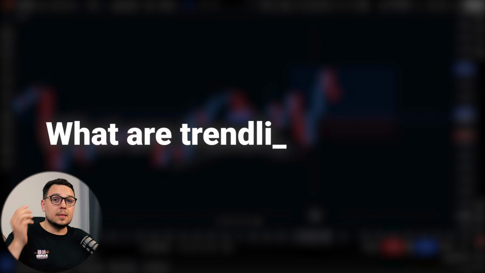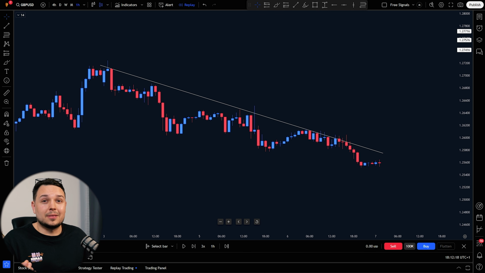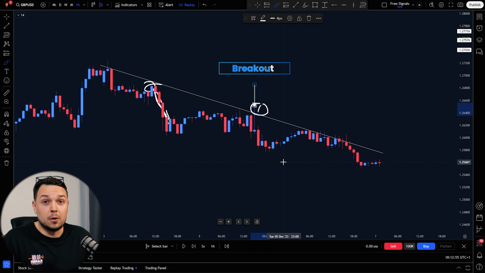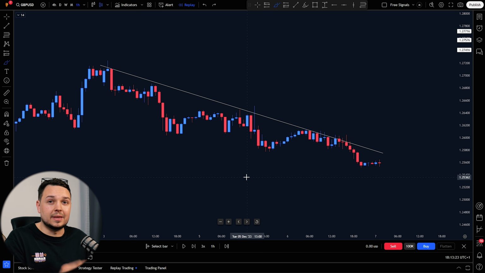We need to understand, what are trend lines really? Why do we even use them in the first place? Trend lines are just straight lines connecting swing highs and swing lows, but they are not perfect. They are there to give us strong market structure bias. They can help us spot where the price might bounce or break out. And trend lines, just like support and resistance, they are not exact points, they are zones.